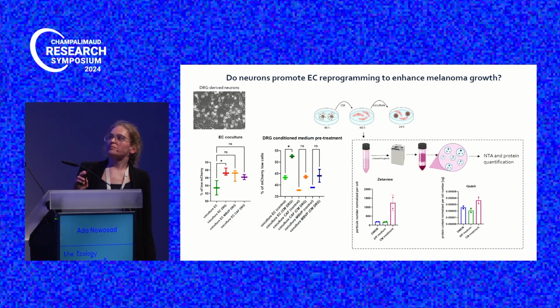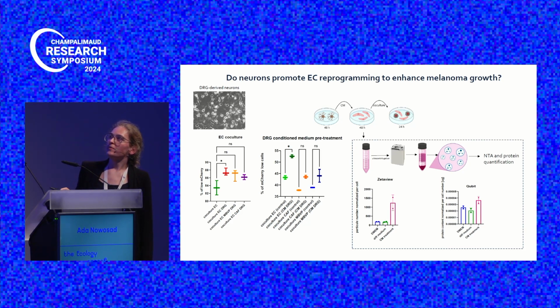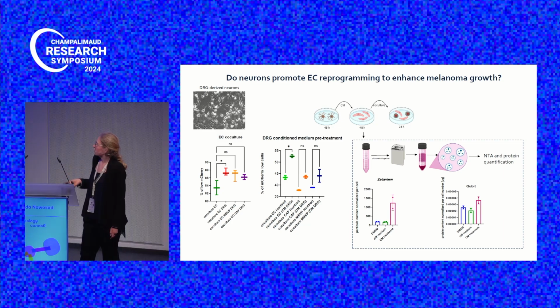So right now we are also starting to investigate how neurons are reprogramming endothelial cells, and the very preliminary result is that when we take these endothelial cells pretreated or not with neuron medium, we could already see that those endothelial cells that have been pretreated secrete more vesicles, which was confirmed by NTA analysis as well as protein content.